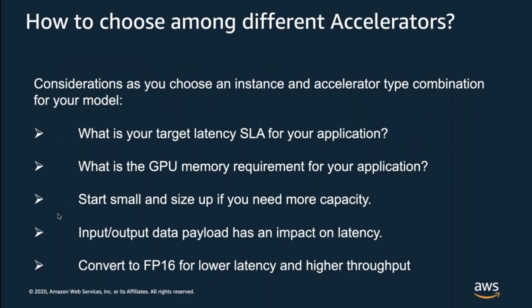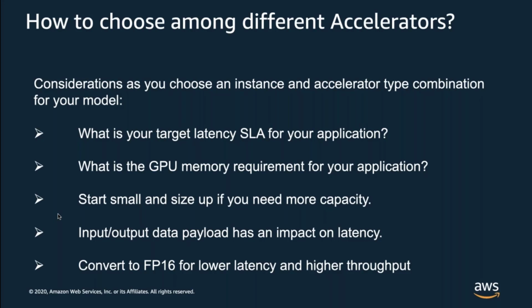So how should you choose an accelerator type? Demands on CPU compute resources, RAM, GPU-based acceleration, and GPU memory all vary significantly between different types of deep learning models. The latency and throughput requirements of the application also factor into which instance type and the amount of EI acceleration that you need. Consider the following when you choose an instance and accelerator type combination for your model.